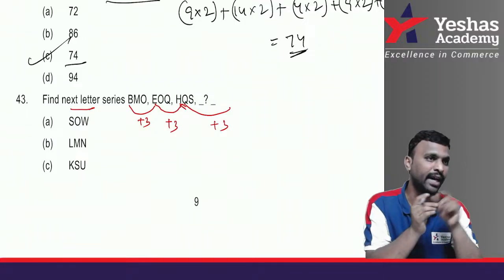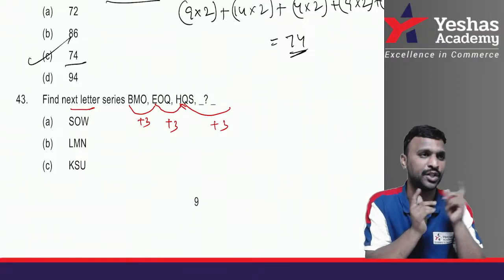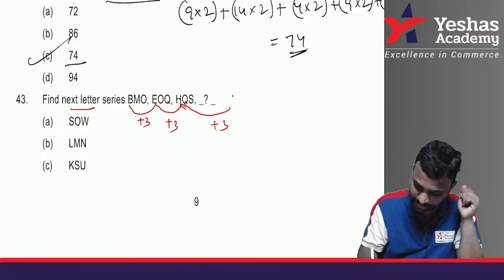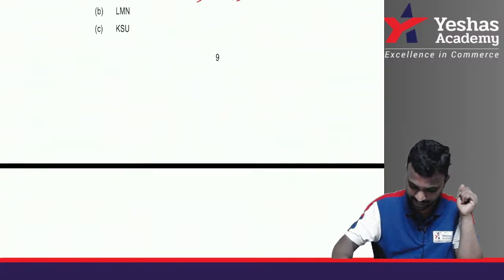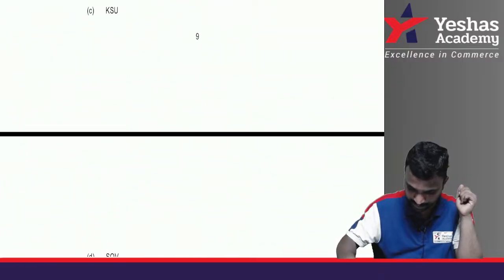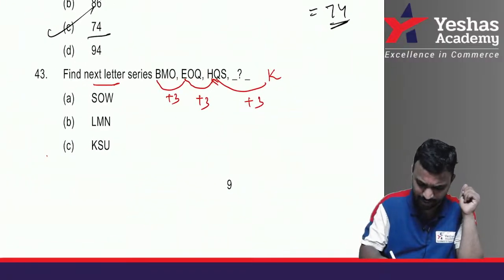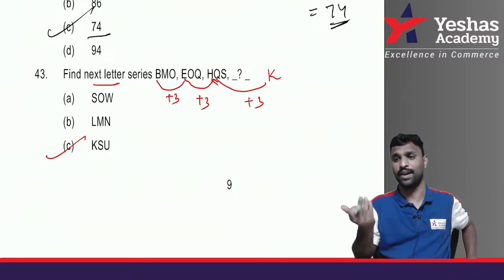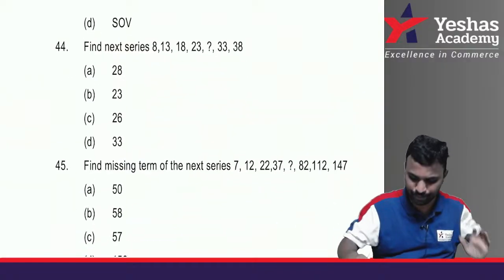H is the eighth letter, 8 plus 3 is 11. 11 is which letter? J is 10, remember Jyoti, right? J is 10. Obviously K is 11. So the first letter should be K only. There's only one option where the first letter is K. So that's the right answer. You need not check the pattern for other letters at all. Guys, moving on to the next question.